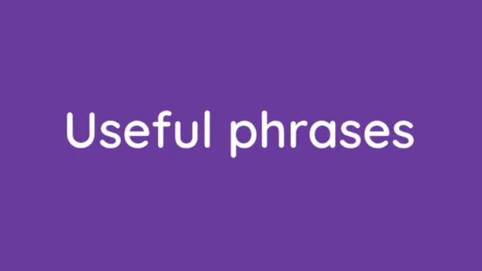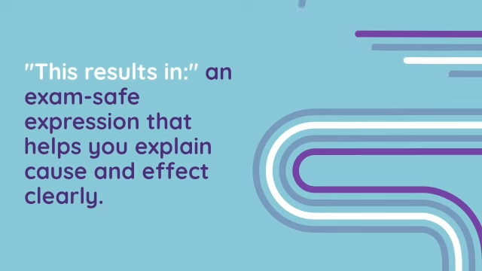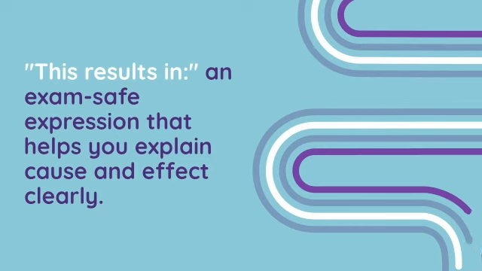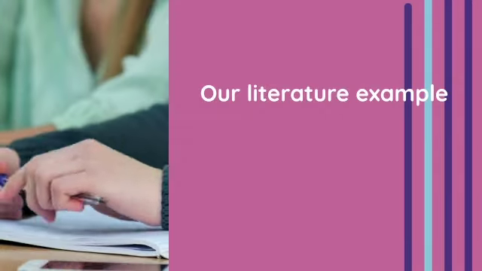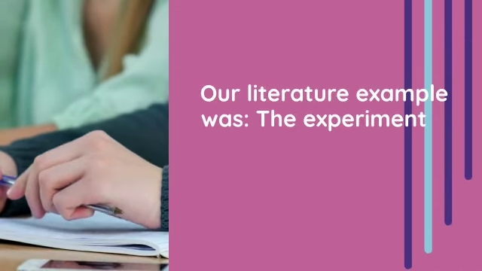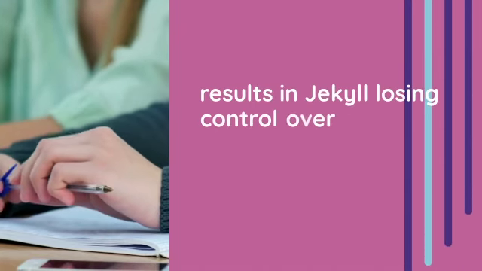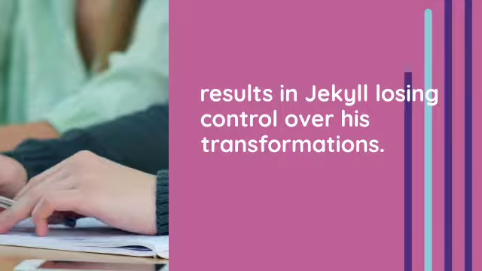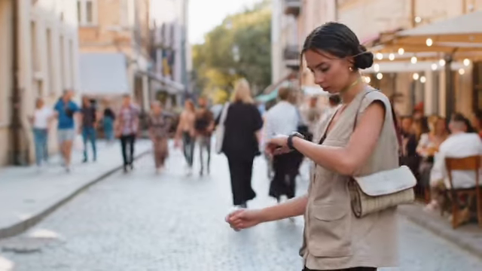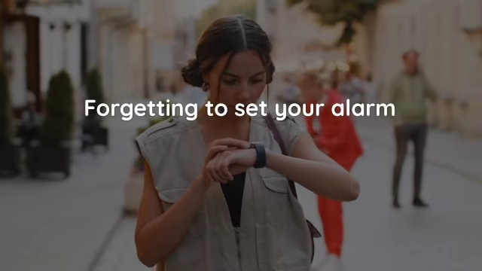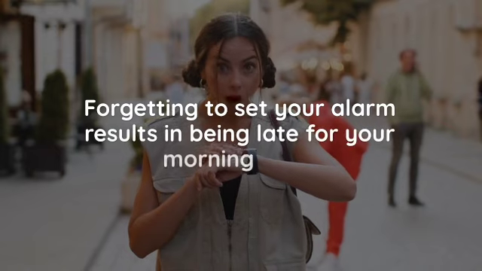Let's stop for a moment to talk about the useful phrases. That phrase I used earlier, this results in, you'll use it constantly. It's an exam-safe expression that helps you explain cause and effect clearly. Our literature example was, the experiment goes wrong and this results in Jekyll losing control over his transformations. An everyday example would be, forgetting to set your alarm results in being late for your morning exam.